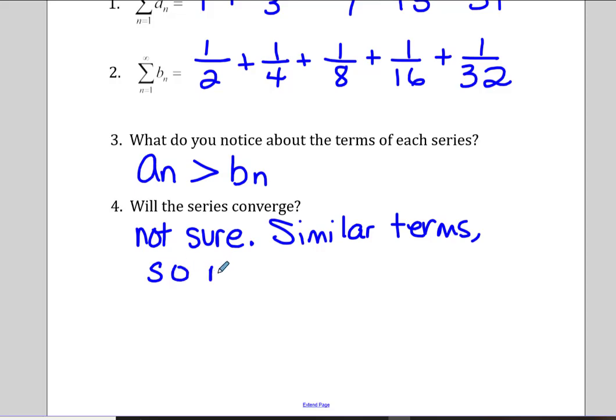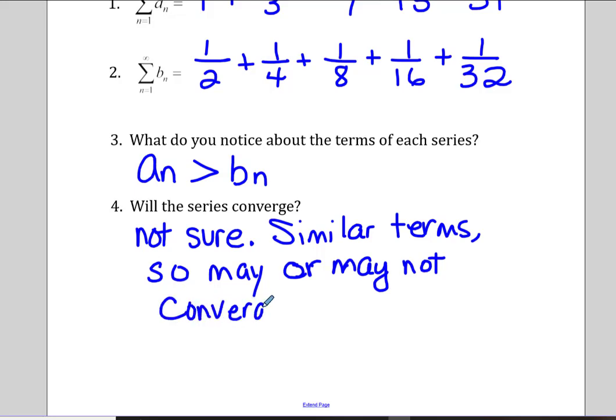So it may converge or it may not. May or may not converge. So we can't really tell just by looking at those first few n terms.